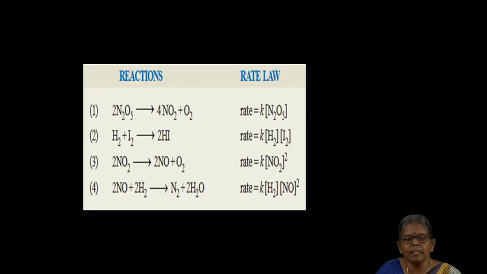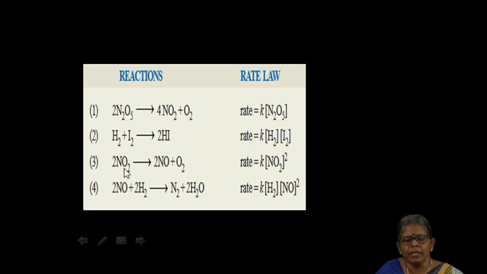For example, in this table we have 2 molecules of N2O5 giving 4 molecules of NO2 plus oxygen. Here the rate is equal to K times N2O5. The stoichiometric ratio 2 is not the power of N2O5. That is, the rate changes with the change in the concentration of N2O5. Whereas in the next case, hydrogen and iodine giving HI, the stoichiometric ratio is 1, 1, and here the powers are also raised to 1.